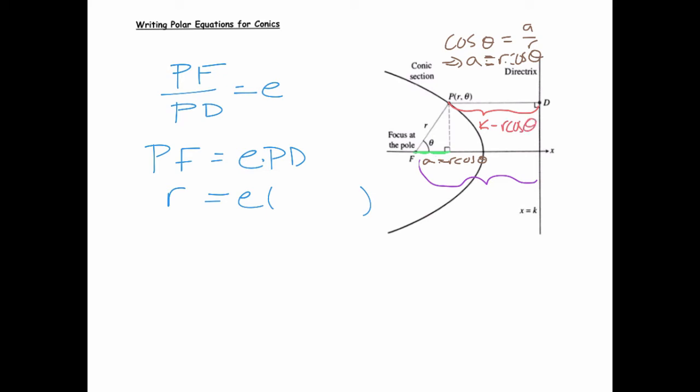So I'll put that right in here. Okay, and we usually solve conics to be in terms of r, so let's just solve for r here. So ek, I'm going to distribute the e, and we'll get the r's together by adding this term to both sides.